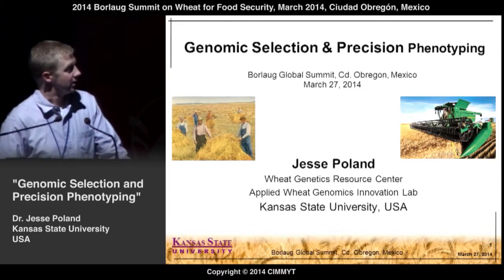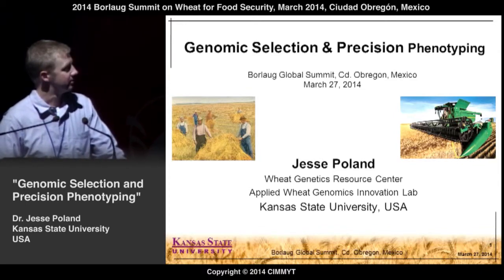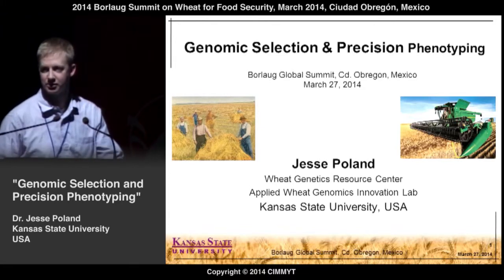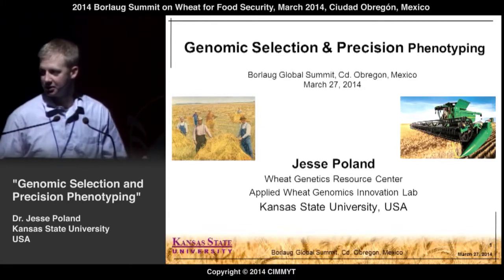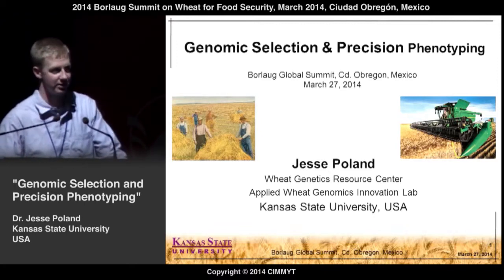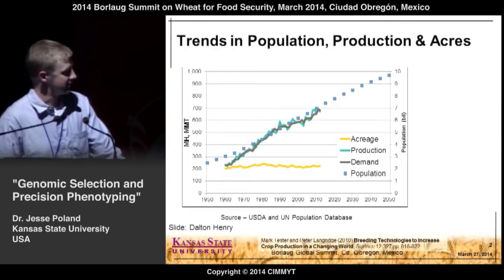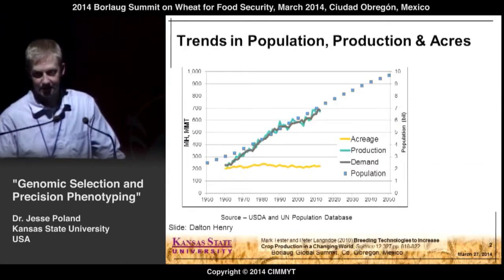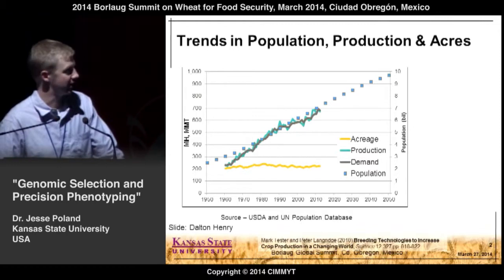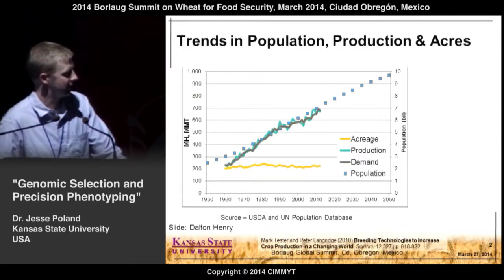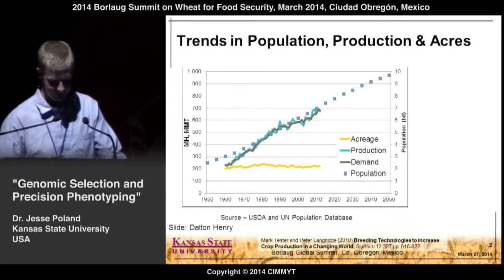I'm talking about genomic selection and precision phenotyping, and thinking about this in the context of having new tools to do the same trade, the same mechanics of field breeding and improvement. We've seen this many times, but think about it in the context of plant breeding and the rate of genetic gain, with increasing population and production and demand keeping neck and neck, and obviously this is happening on the same acreage.